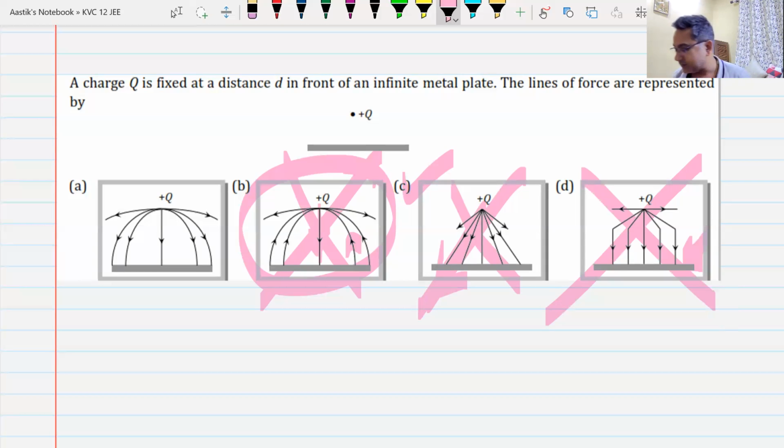They only curve. They are curves, they are not bends. So the only option which is correct is this one. Do we understand it? Understood, sir.